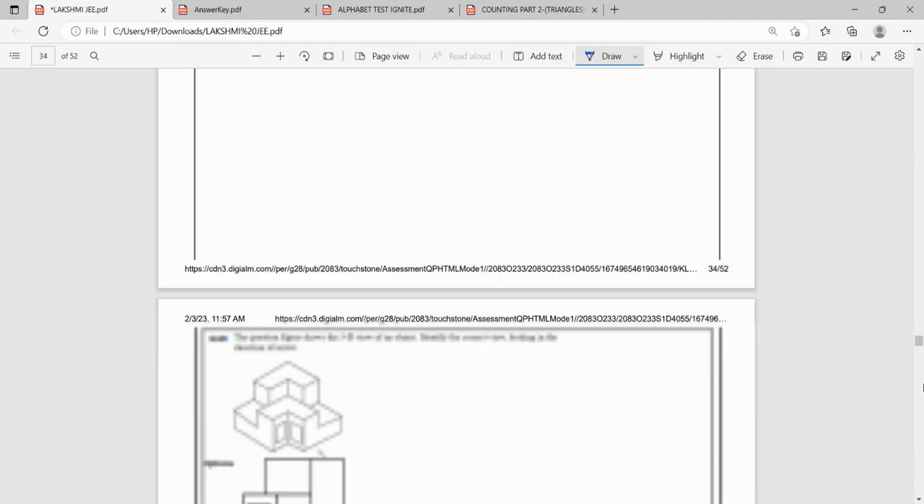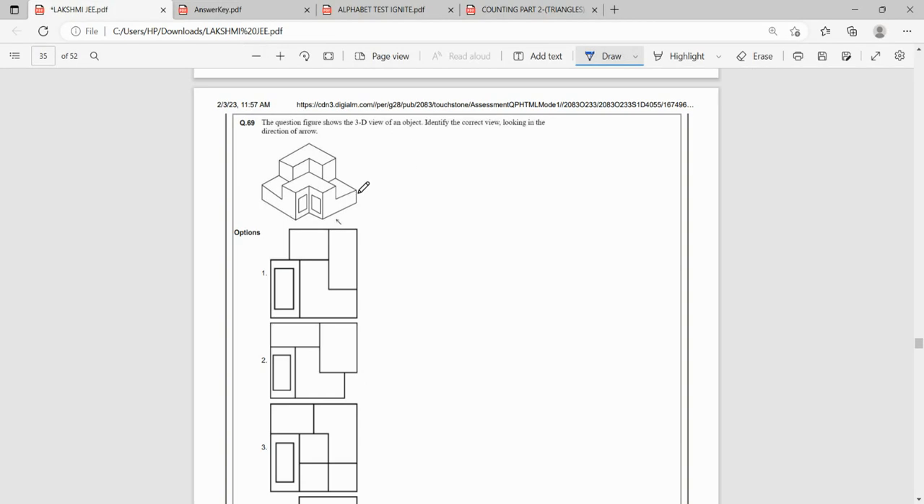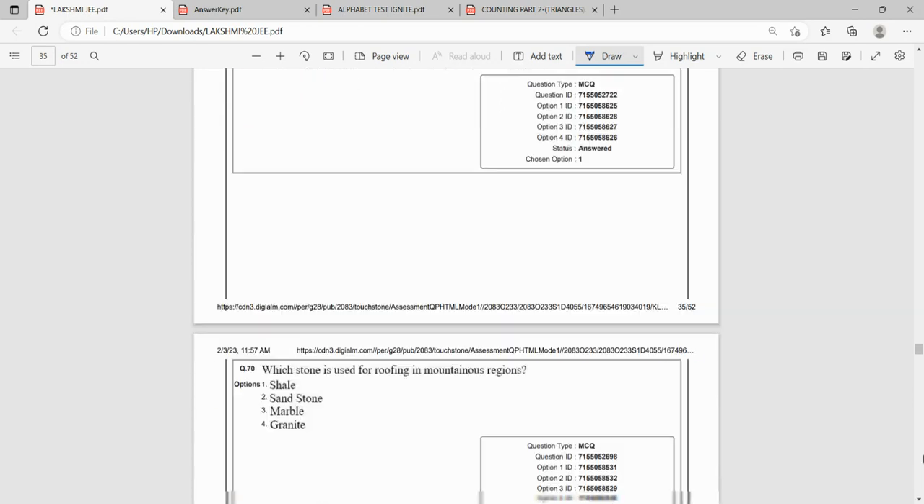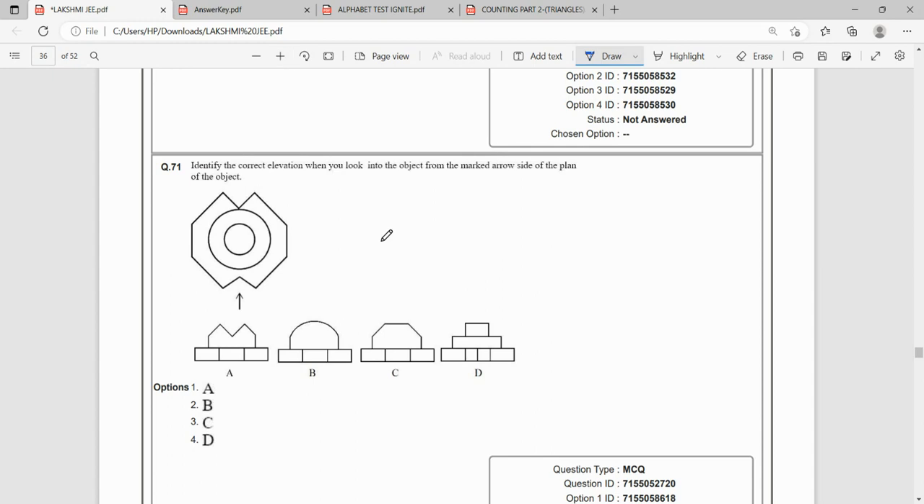Okay. Now, let's see this one. Identify the correct view. In this direction, we have to think. L shape is there, this is there, this is okay, then this one is okay. Top view: identify the correct elevation when you look into the object from the marked arrow side of the plan of project. Plan is given. We have to identify this particular thing.